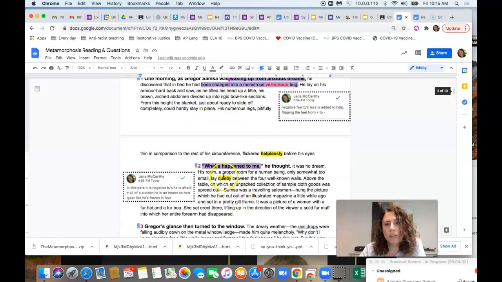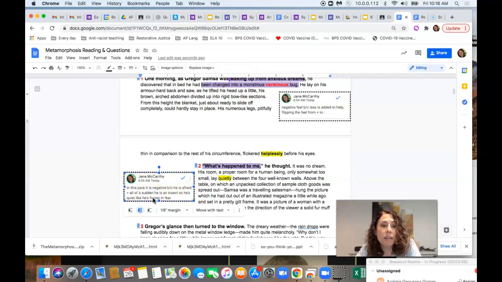The next adverb that I found right here, an ly word describing how something lay down, is quietly. This is my model, my sample of what I want you to do: go up and make a comment in the Google comments. Negative because he's afraid all of a sudden he's an insect, and he's quiet because he's frozen in fear.